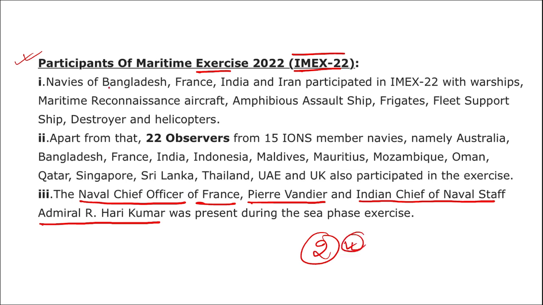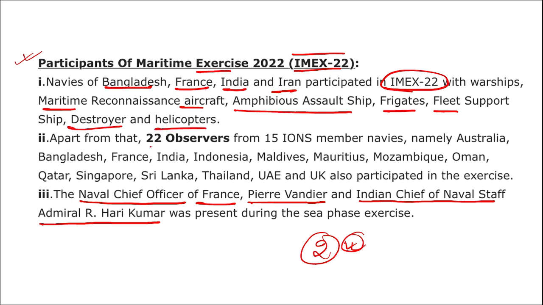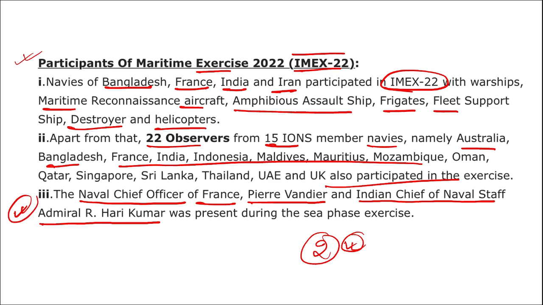Apart from this, navies of Bangladesh, France, India and Iran participated in this IMEX exercise with warships, maritime aircraft, amphibious assault ships, frigates, fleet support, destroyers, helicopters, and everything. Apart from this, 22 observers from 15 IONS member navies, namely Australia, Bangladesh, France, India, also participated in this exercise. Alright, but the two important people who were present here, you have to know that.